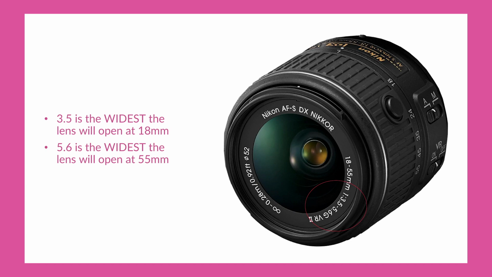5.6 is the lowest, or the widest, that the aperture will open at 55 millimeters. When you have a wide scene, you can get all the way down to f3.5, that's the aperture, and when you zoom in, you can get to f5.6 at 55 millimeters. Both of them will go to f22 when you close it down. So that's a really important number.